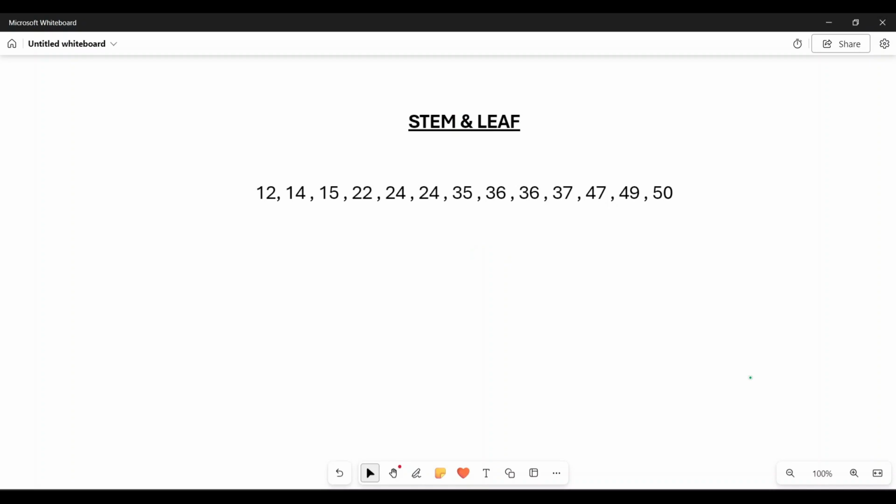So in this video, we're going to be focusing on stem and leaf, which is an important section under your statistics. Now, what is a stem and leaf diagram? Stem and leaf is basically a diagram that is used to summarize your data set, so basically putting your data in its simplest form.